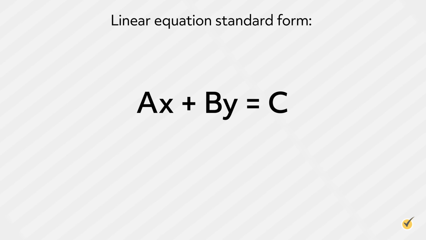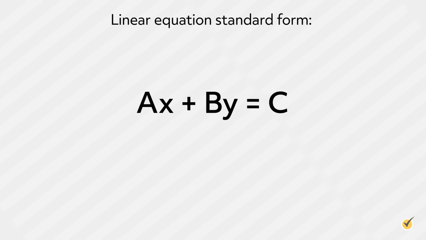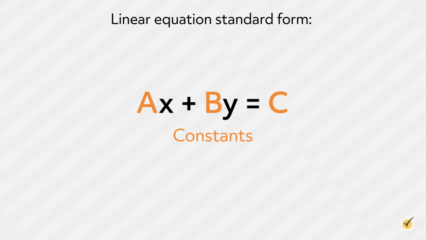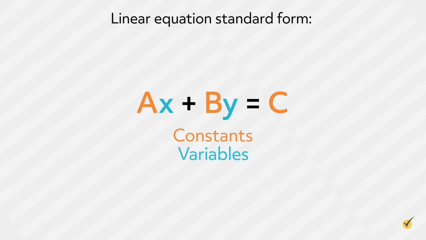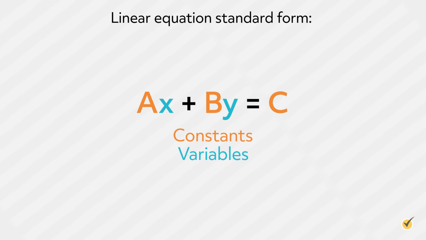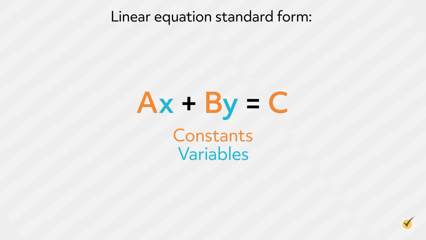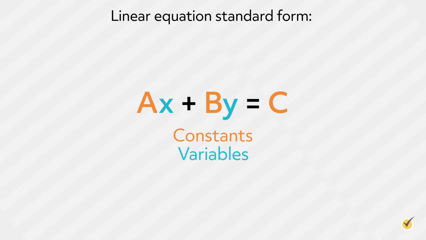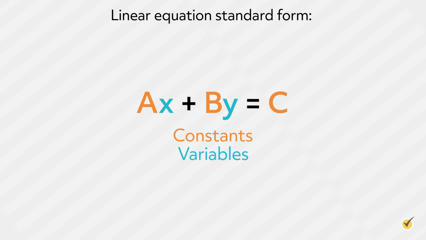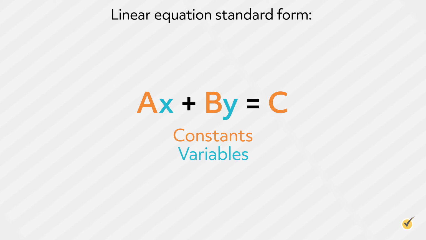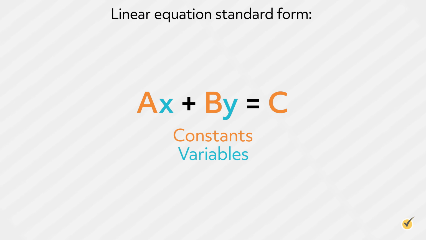A linear equation can be expressed in many different ways, but no matter which form you use, it just represents a straight line. The standard form of a linear equation is written as ax plus by equals c, where a, b, and c are constants, and x and y represent variables. This form of the equation is very useful for some purposes in math. For example, a line can be quickly graphed when it is in this form by finding the x and y intercepts.